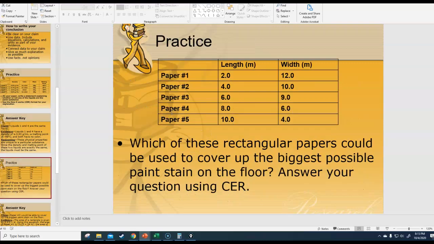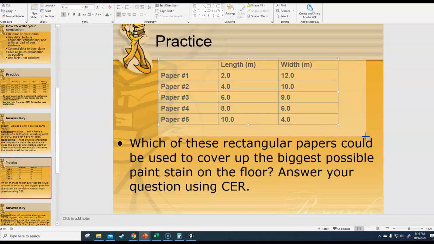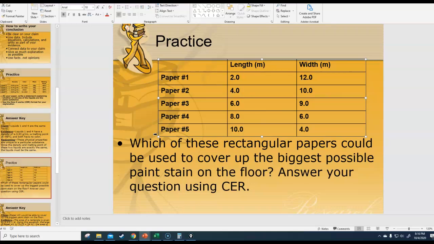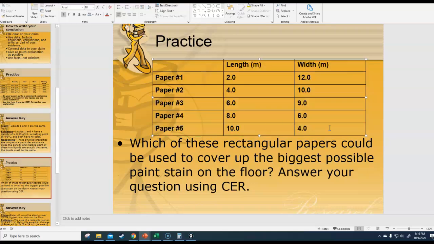Okay, so take a look at this here. We're given a set of data with some measurements of the length and width of rectangular pieces of paper. And we are asked the question, which of these rectangular pieces of paper could be used to cover up the biggest possible paint stain on the floor? Answer the question using CER. So based off of the length and the width in this table, and again, this is supposed to be a really basic type of thing.